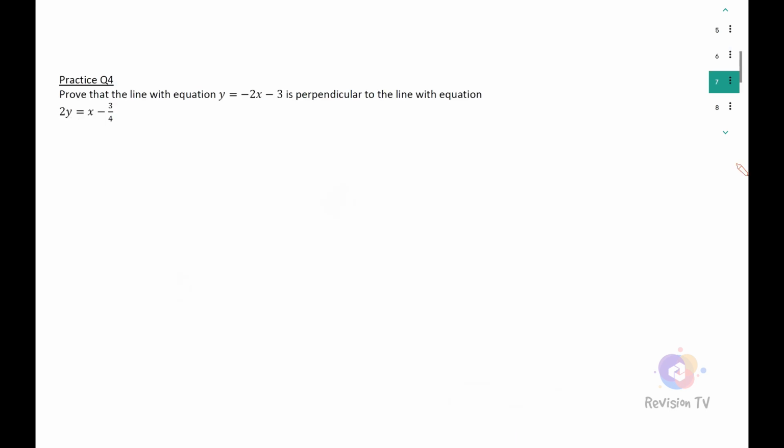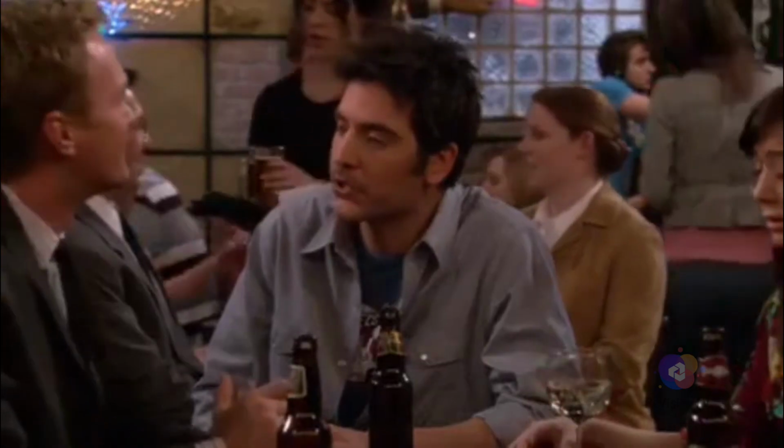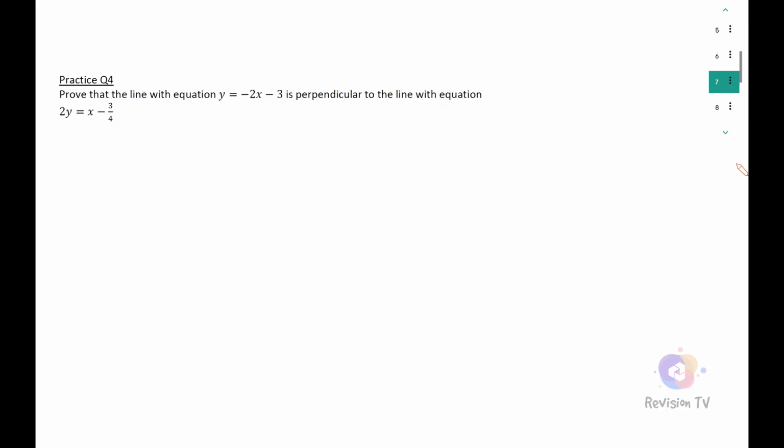This practice question is actually not part of the perpendicular line, but I do want to put a question there, just a bit of revision for you. See if you remember how to prove two lines are perpendicular or parallel to each other. So pause the video, have a go at the question. When you're ready for the answer, you can press play.